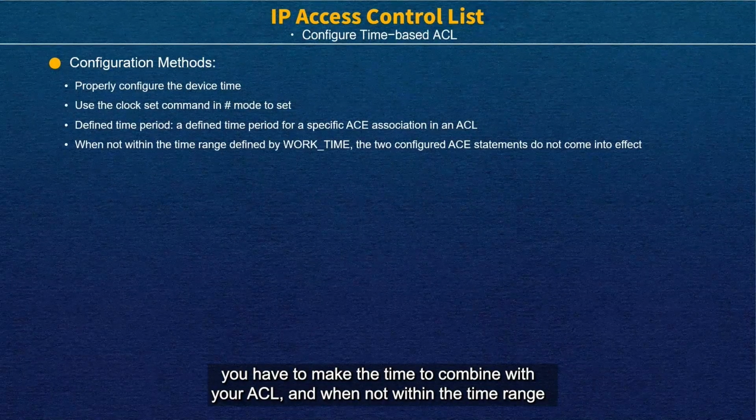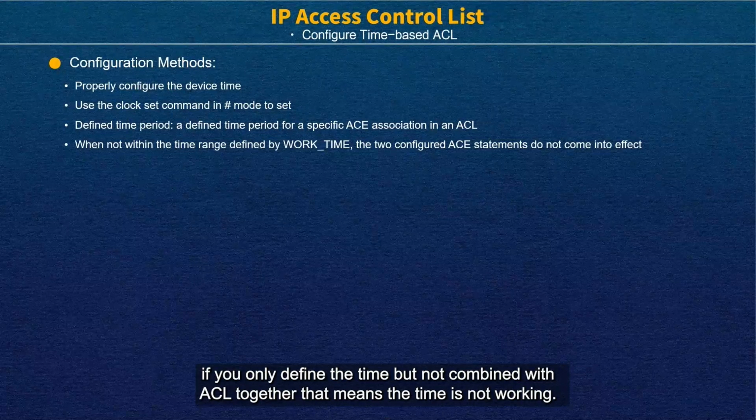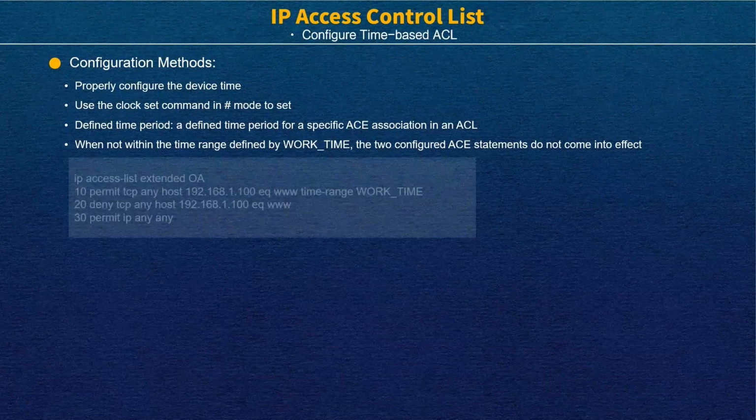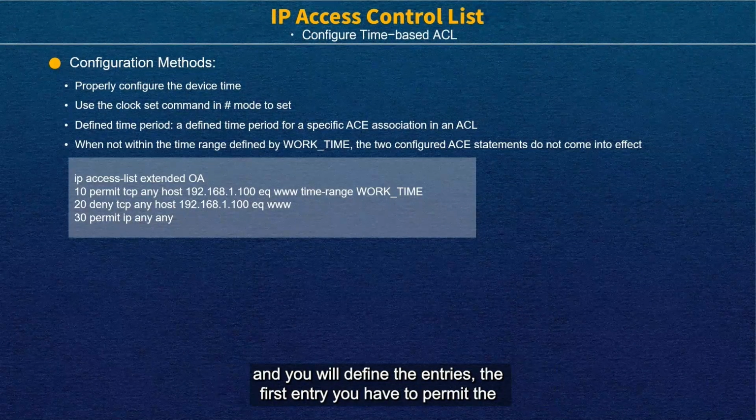you have to combine the time with your ACL. When not within the time range defined by working time, the two configured ACL statements do not come into effect. So if you only define the time but do not combine it with the ACL, that means the time is not working. So when you create the IP access list and you choose the extended ACL, the name is OA, and you will define the entries.